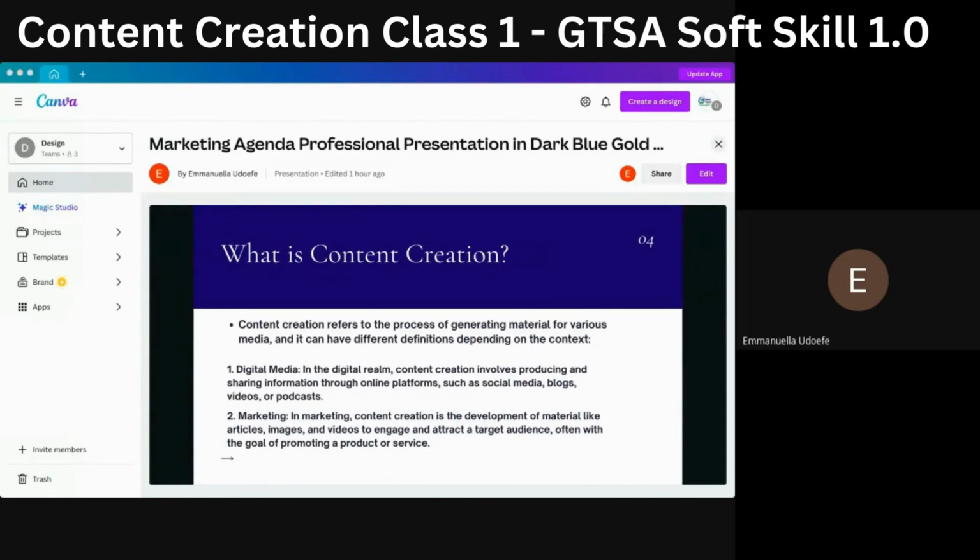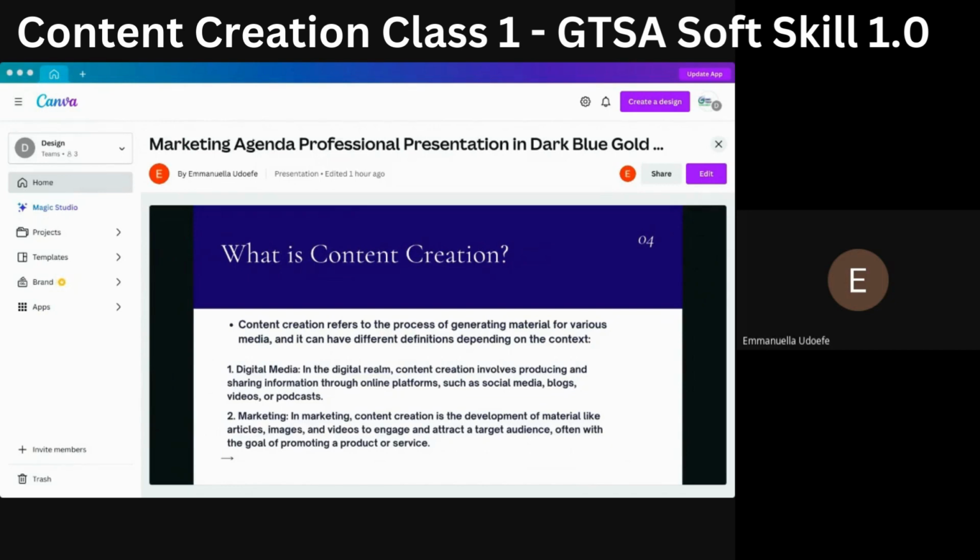Now, talking about the digital space. In the digital realm, content creation involves you producing and sharing information through different online platforms. I mentioned earlier Facebook. Many of us are familiar with different social media platforms: Facebook, Twitter, Instagram, LinkedIn, YouTube, and what have you. So if you're talking about content creation in the digital media space, then these are the ones that we're referring to. We also know of blog posts, videos, podcasts, and the rest. We're going to be treating this in details later on.